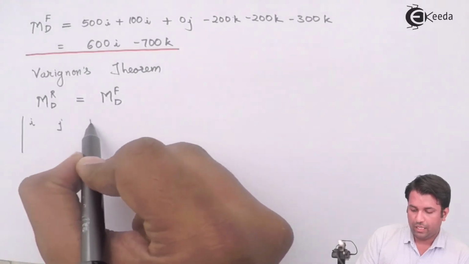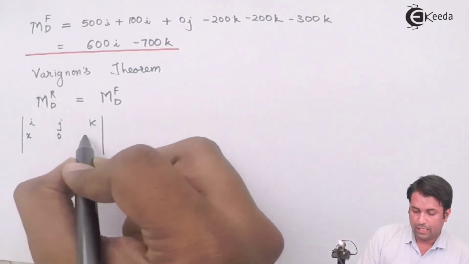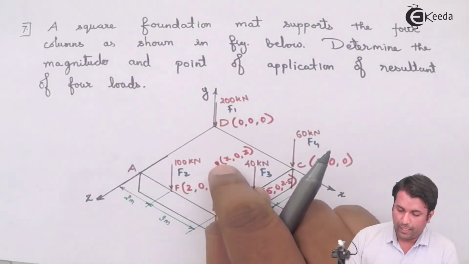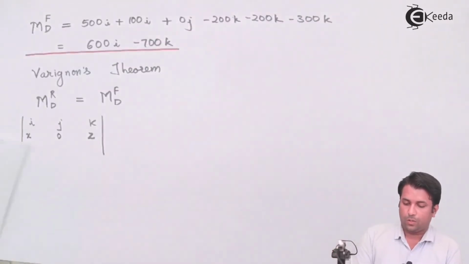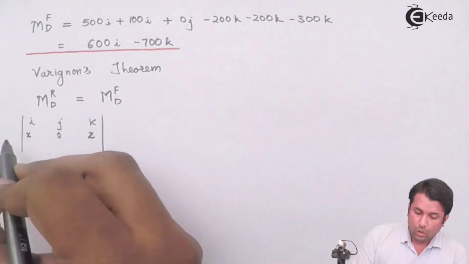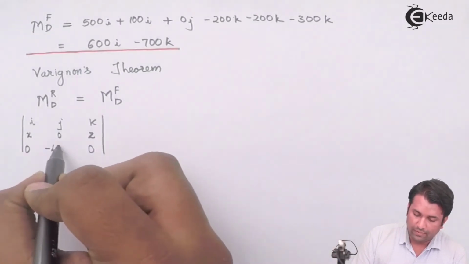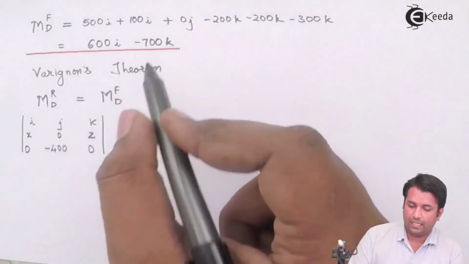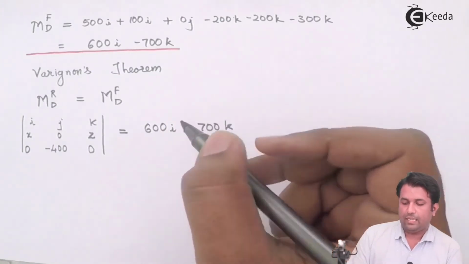I, J, K, X, 0, Z. That is nothing but the position vector of this point with D. So that is X, 0 and Z. And the resultant is acting along the y-axis. So my I and K component will be 0 and it is acting downwards. So this will be minus 400. I know this net moment is this value. I'll write it here as it is 600I minus 700K.